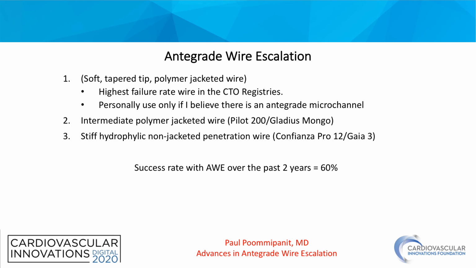If I'm in the subintimal space, I'll pretty quickly move to an antegrade dissection reentry or retrograde strategy. My success rate with antegrade wire escalation over the past 2 years is about 60%. I realize that I could probably increase this if I used some of the steerable wires. However, if I'm in the subintimal space and I have another way of getting it done more efficiently or just as efficiently, I'll go ahead and do that as opposed to taking another wire and trying to get back into the true lumen.